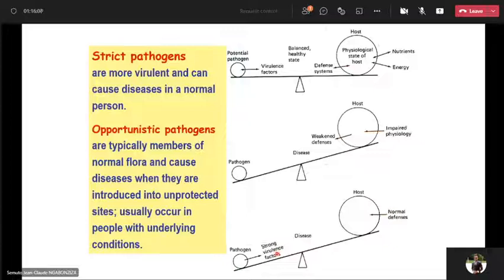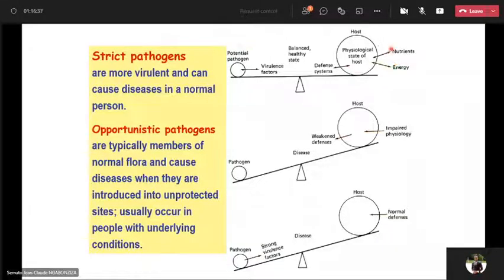Strict pathogen does not need any condition in the host. It will cause disease to the normal host, as well as a host with impaired immunity, impaired defense, impaired physiology. Impaired physiology means injury, all those that change the normal physiology of the site. Is that okay?